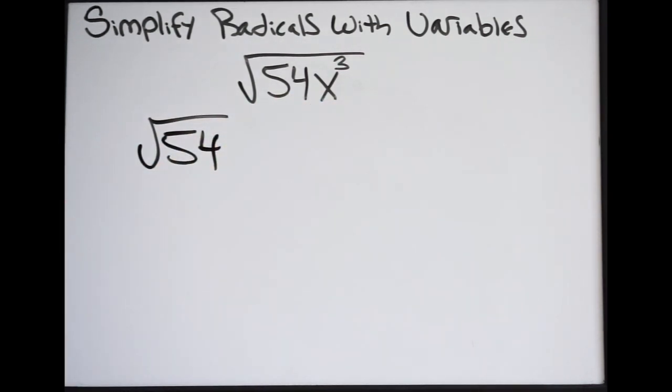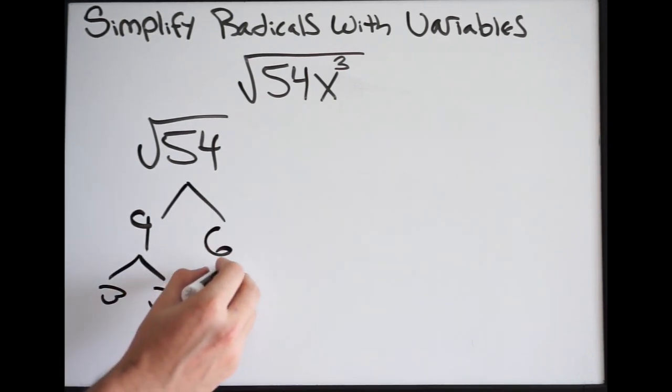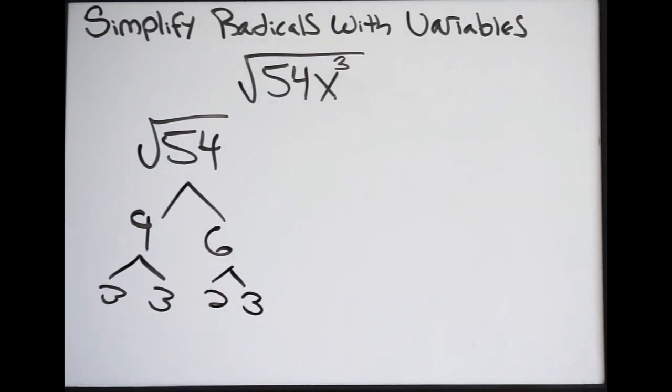So we're going to use prime factorization here. Let's just pick two numbers that when I multiply will give me 54. We can just say 9 and 6. Okay, and then breaking this down further, we get 3 and 3, and then 2 and 3. So I just broke it down into its prime factors.